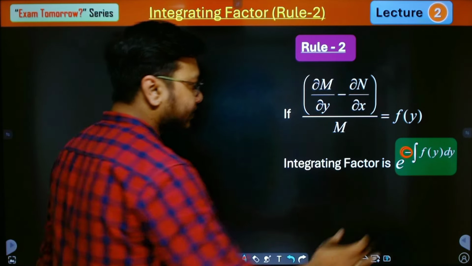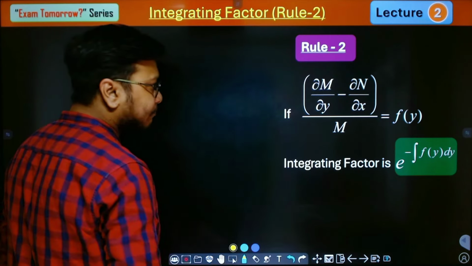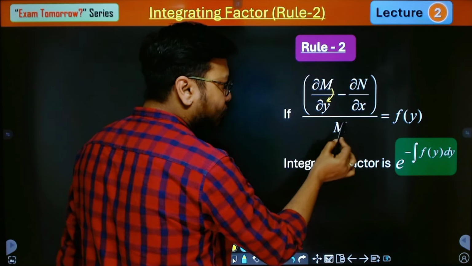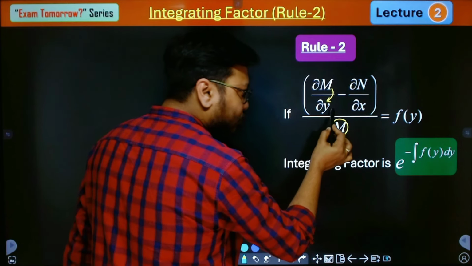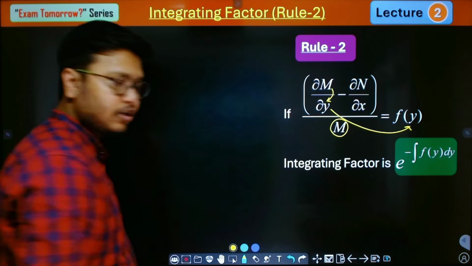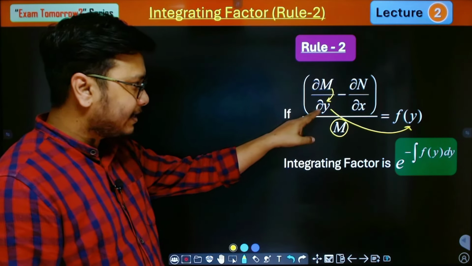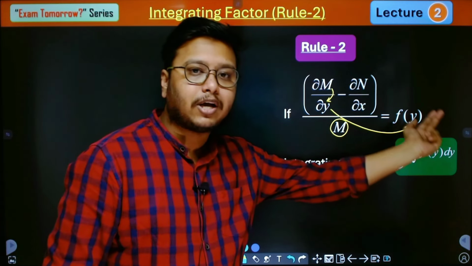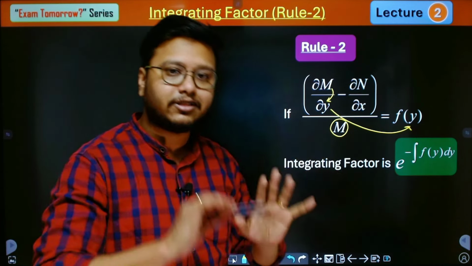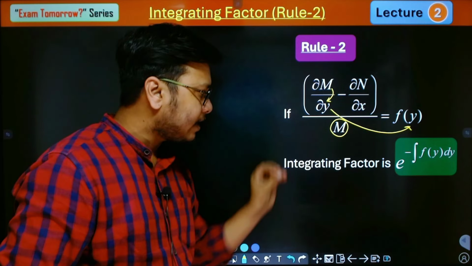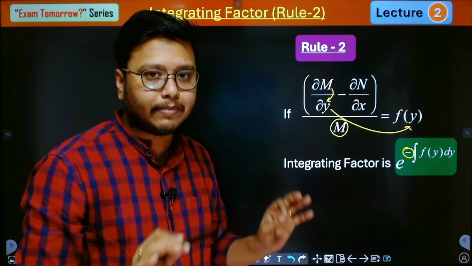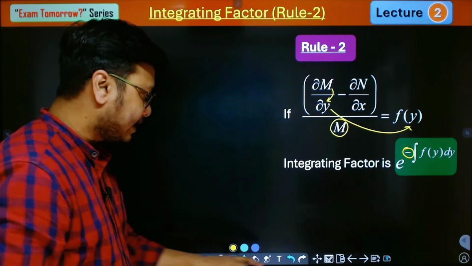Another easy way to remember this: we are differentiating m with respect to y, so when I am dividing by m, the output should also be a function of y. Okay, so m is connected with the derivative with respect to y, so if I divide by m, the function also has to be a function of y. This is an easy way to remember, and the integrating factor will have a minus sign. Again, that's something to remember. Okay, so let's take a look at a question.